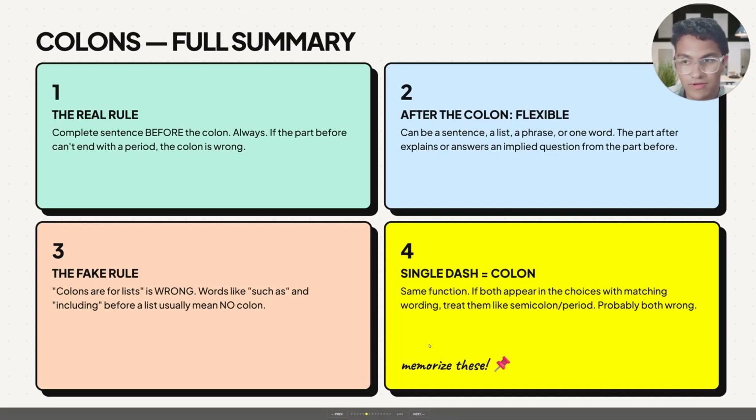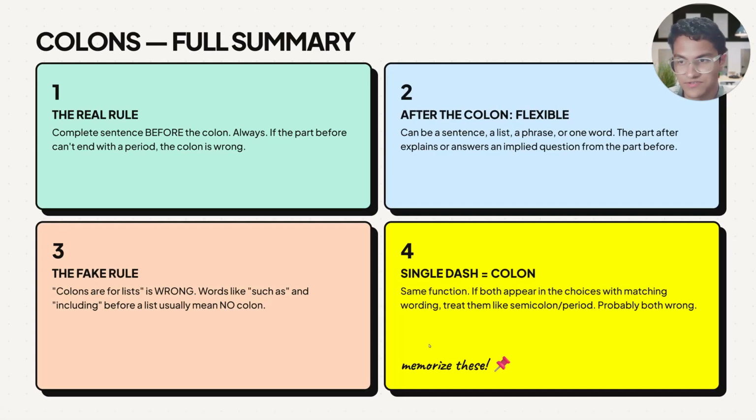Now, let's go through a quick summary of what colons do. The real rule about colons is that you need a complete sentence before. Always. If the part before can't end with a period, the colon is wrong. The second part that comes after the colon, however, is flexible. It can be a sentence, a list, a phrase, even a word. The part after needs to do one important thing. It needs to answer the implied question from the part before. It needs to expand, it needs to describe.